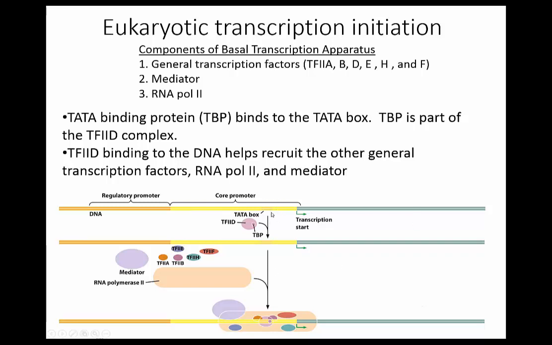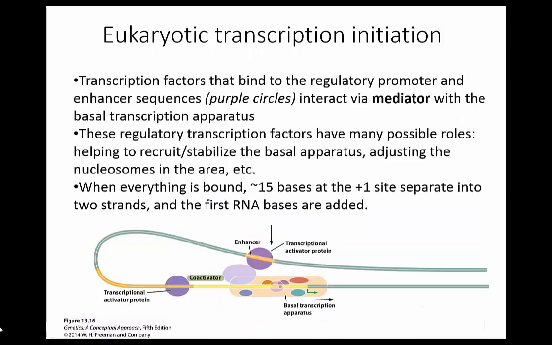Once TBP binds to the DNA, then it's going to recruit the general transcription factor TF2D. And so here TF2D binds, and once this gets bound, then it's going to help recruit a whole bunch of other factors, including these other general transcription factors, RNA polymerase, and also mediator into this complex. That core machinery is not going to be sufficient by itself. We are also going to need aspects of the regulatory elements in the promoter in order to activate transcription to high levels.